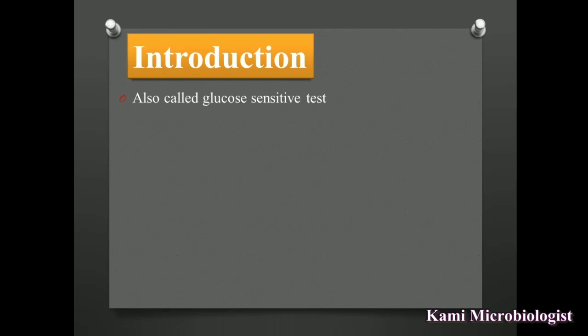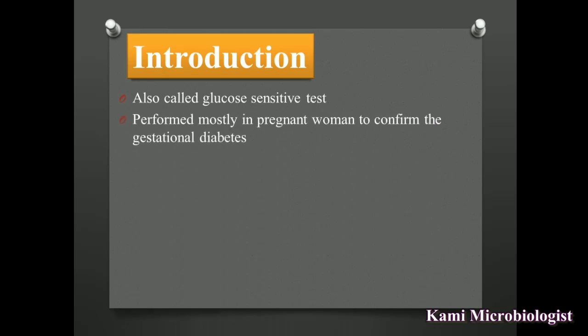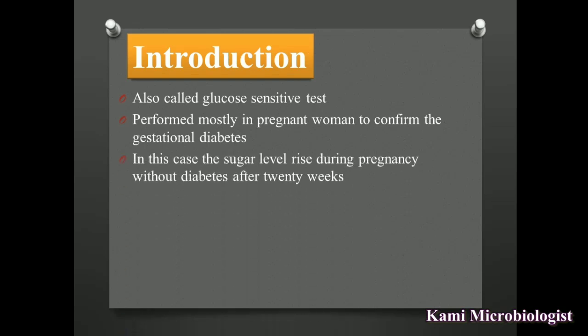First of all, what is the glucose challenge test? This test is also called the glucose sensitivity test. This is the test which is mostly performed in pregnant women, to confirm the gestational diabetes condition. Now what is gestational diabetes? It is the condition in which the sugar level rises during pregnancy, especially in pregnant women who do not have any diabetic issue, and they have a high glucose level after 20 weeks. This condition is called gestational diabetes.